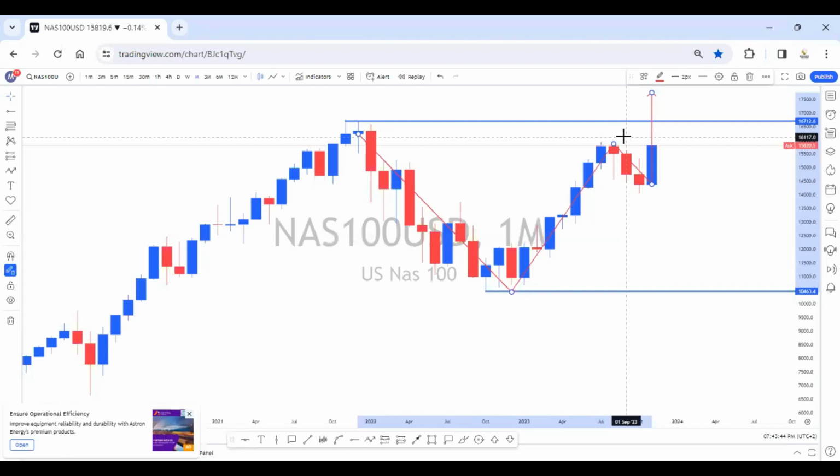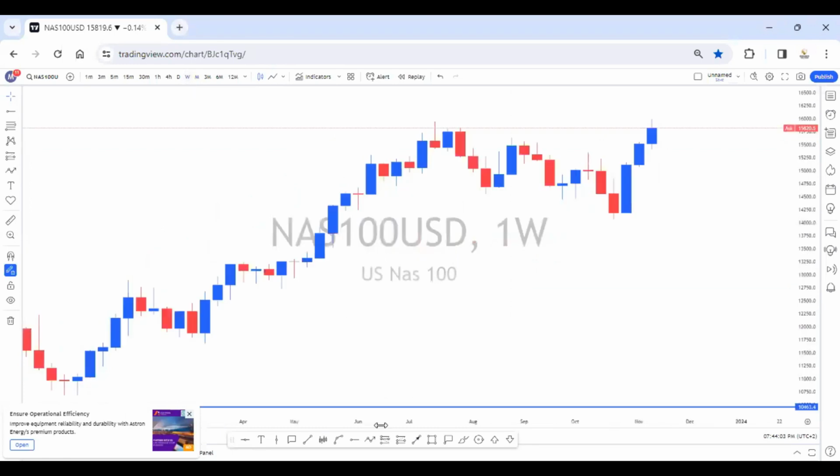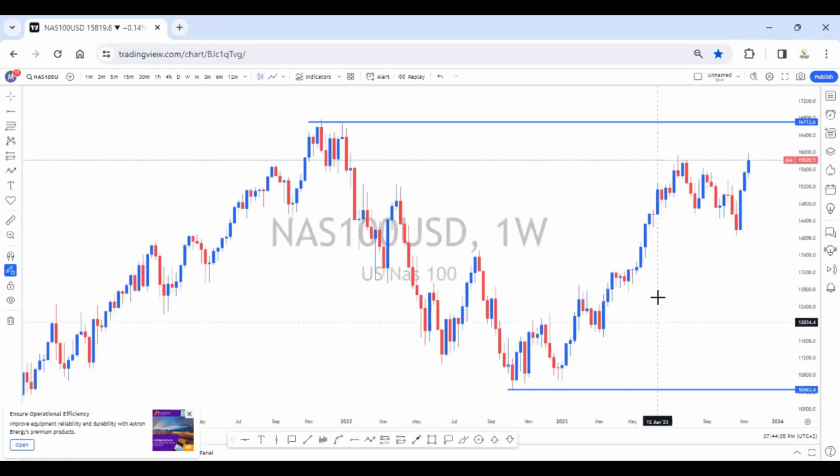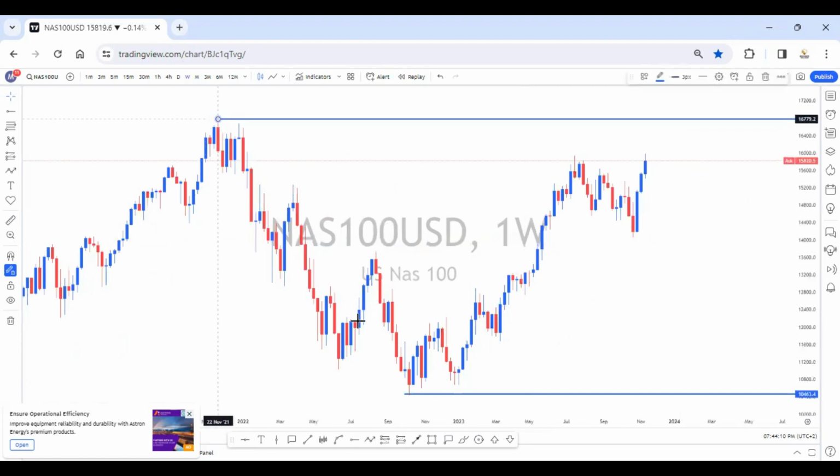So I'm just going to go to another time frame, the weekly time frame, as there are some other zones or patterns that I cannot see on the monthly time frame. Moving to the weekly time frame, something will start to become clear. I'm moving to the weekly time frame now. As you can see, we're still on the weekly time frame. This is my weekly time frame.